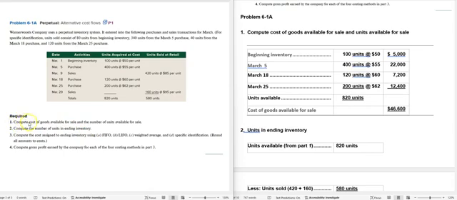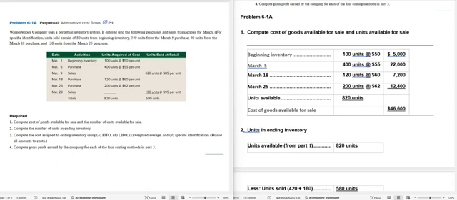So what comprises the cost of the goods available for sale and the number of units? Well, if you stop and think about it logically, the number of units that they have available to sell is going to be a combination of the inventory that they start with, inventory that they already had on hand, plus all the inventory they bought during the year.